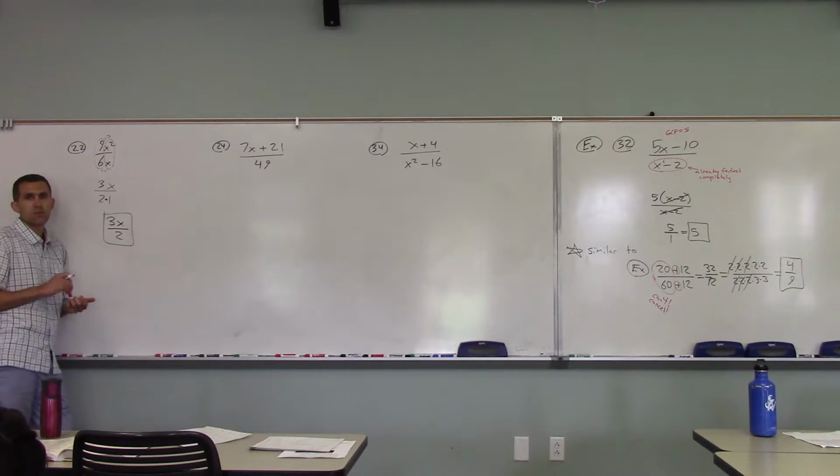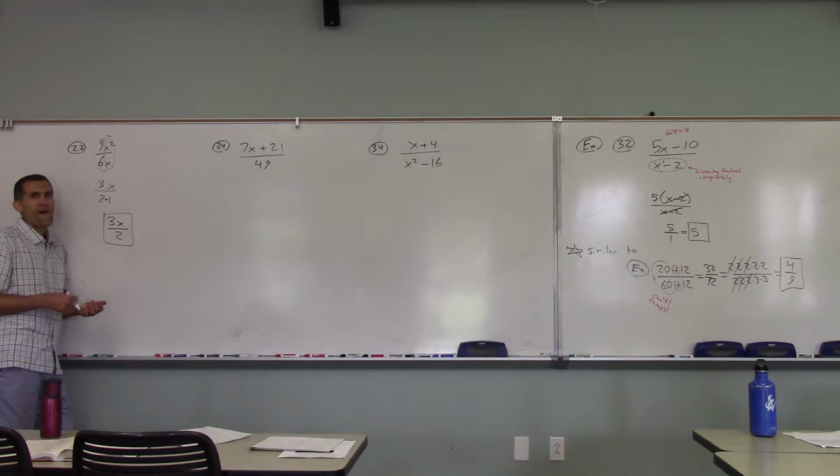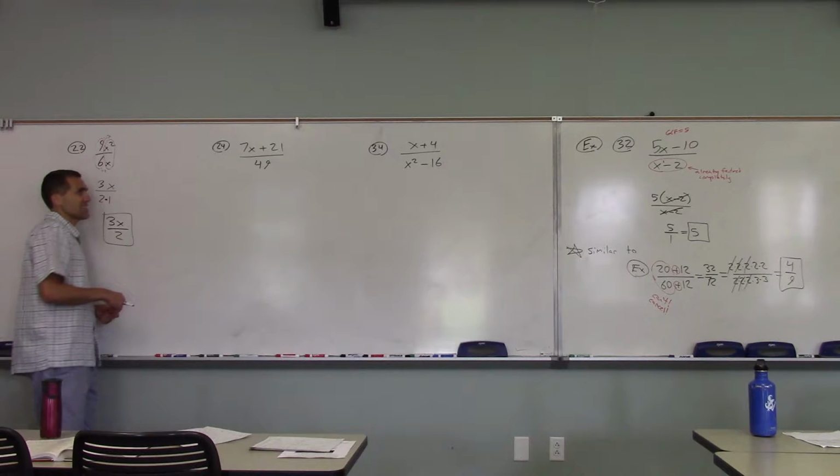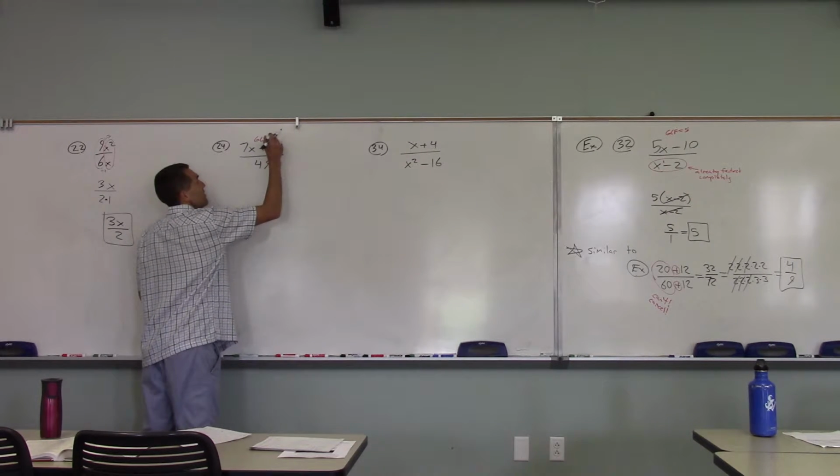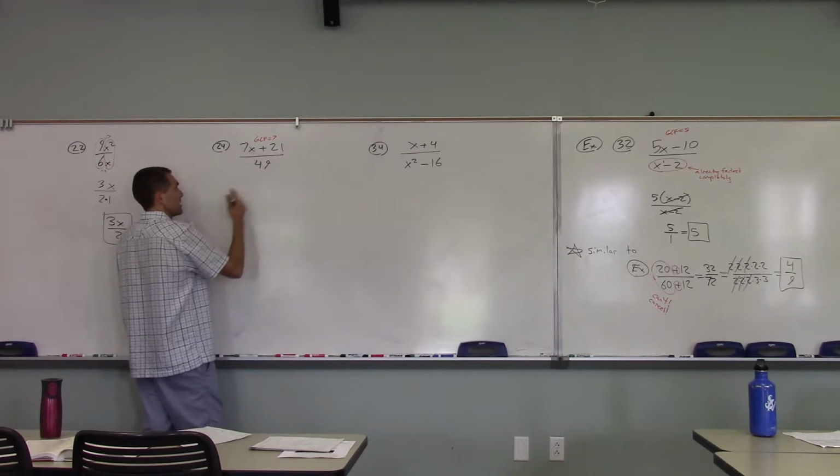So about 24, what would we do? Kathleen, what would we do on 24? You find the GCF. Exactly. So the first big step is factor. So yeah, GCF, as you said, 7. Yep. So what do we get?